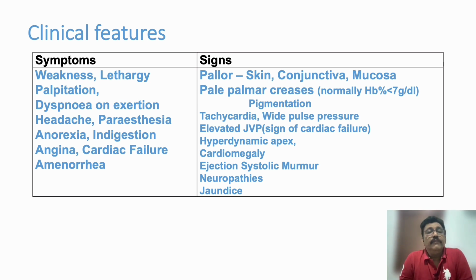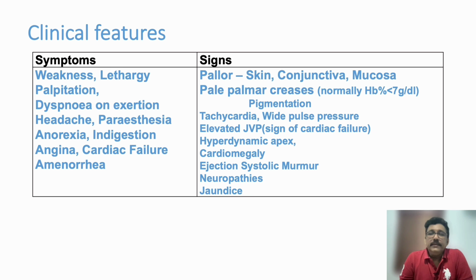So the patient can have weakness, lethargy, dyspnea on exertion, palpitation, headache, paresthesia, anorexia, indigestion, angina, cardiac failure, amenorrhea, all these things. The weakness and lethargy are all due to the reduction in the oxygen and glucose supply to the various tissues. But one of the major causes for palpitation, dyspnea, all these things is cardiac failure.